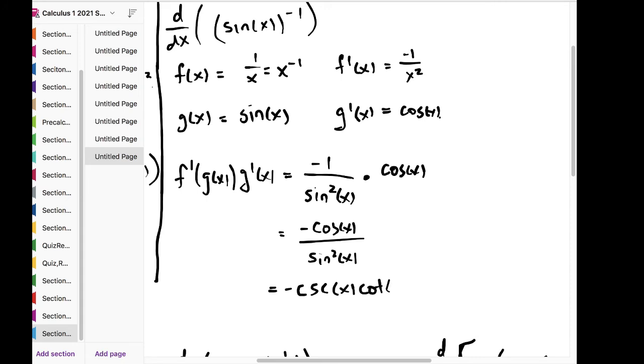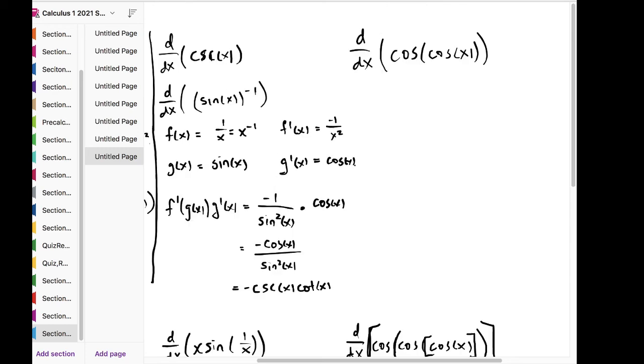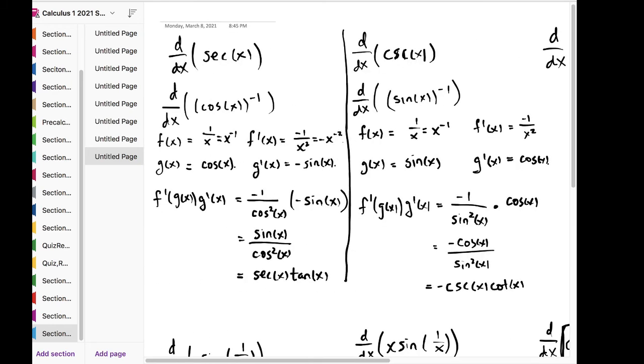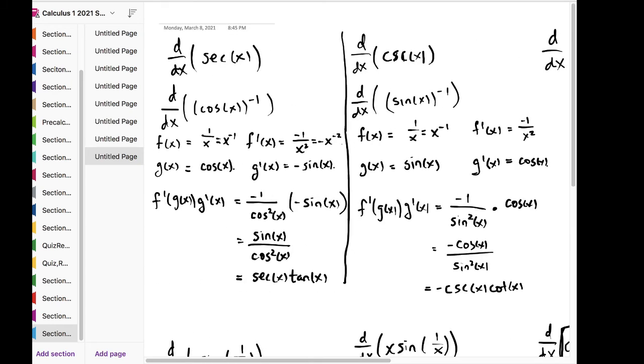So yeah, I like this better than the quotient rule. Okay, so any questions on these two? So using the chain rule to find the derivatives of these inverse trig functions.